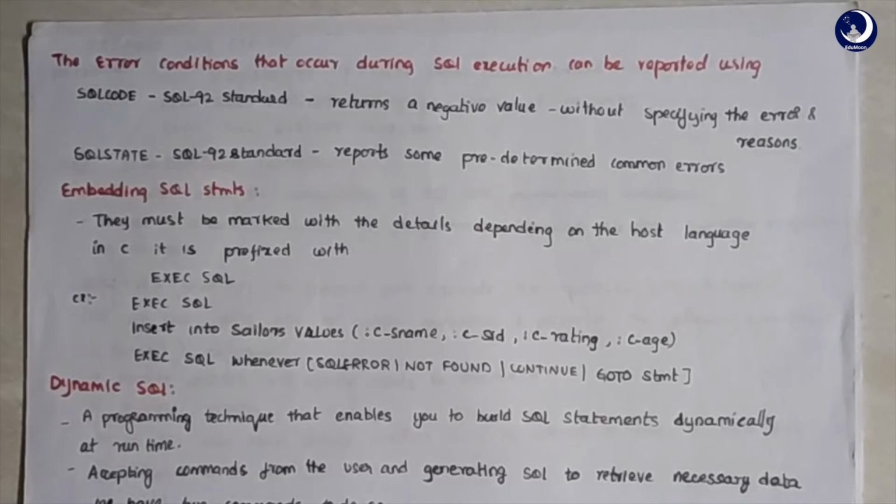Then we have SQLSTATE, which is the later version of SQLCODE. So SQLSTATE, according to the SQL-92 standard, has some predefined errors, and when an error is encountered it matches it with this predefined set of errors, and then it reports only the predetermined common errors that occur in any SQL. Right, so these are the two things that we use for reporting errors in embedded SQL.